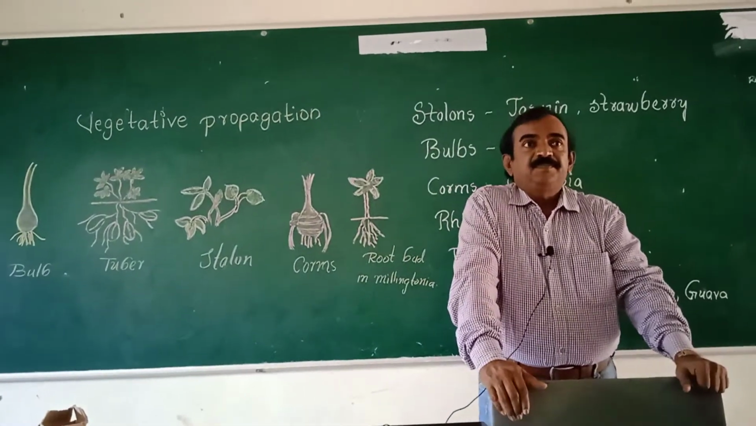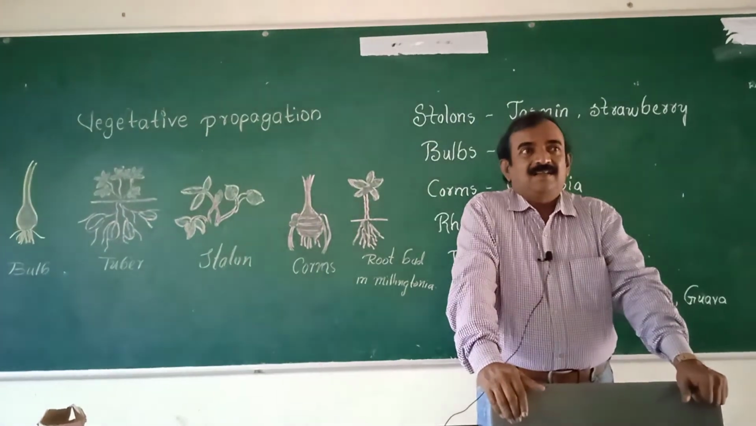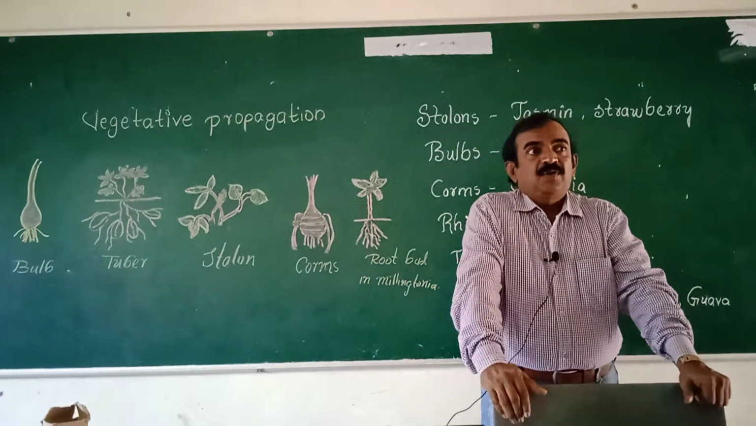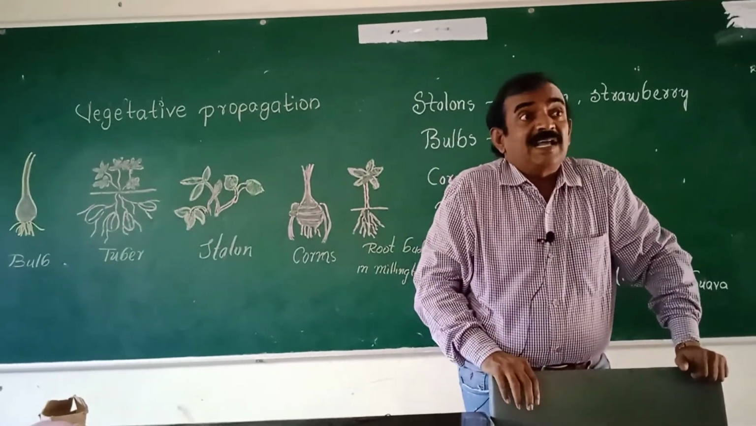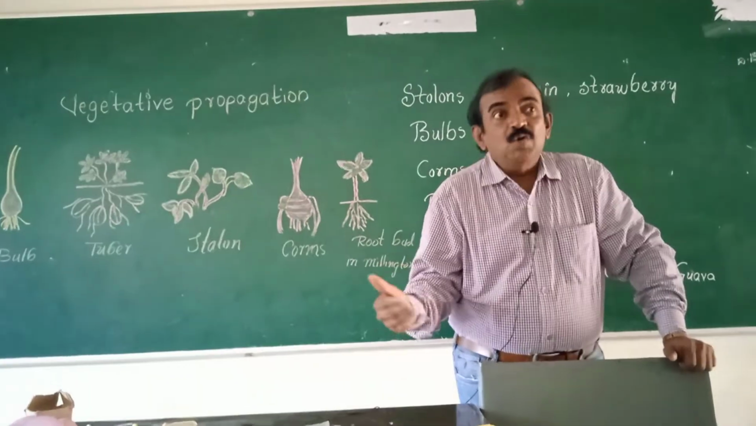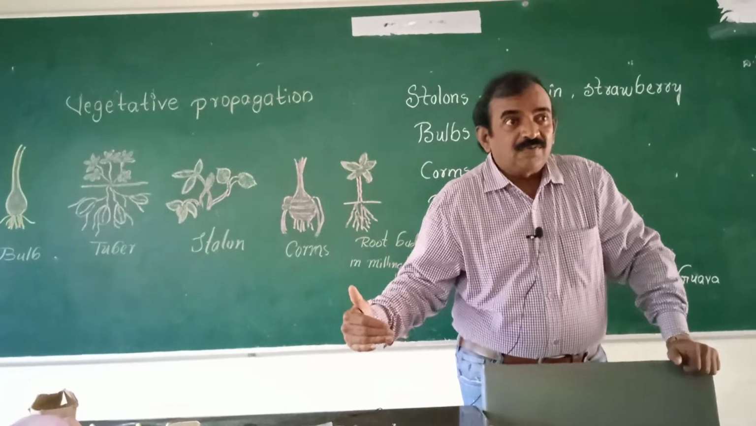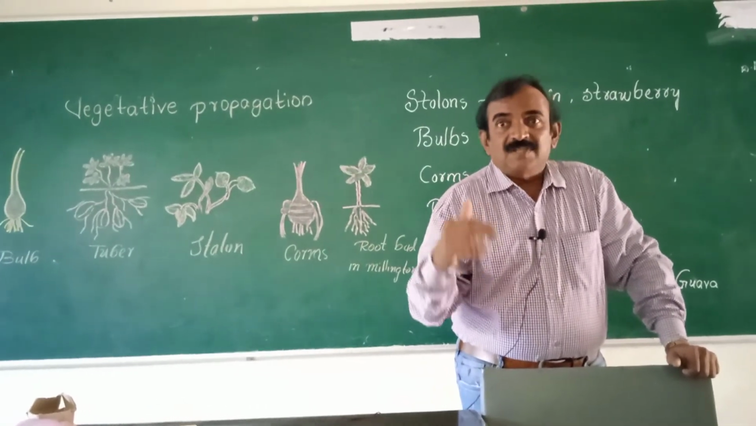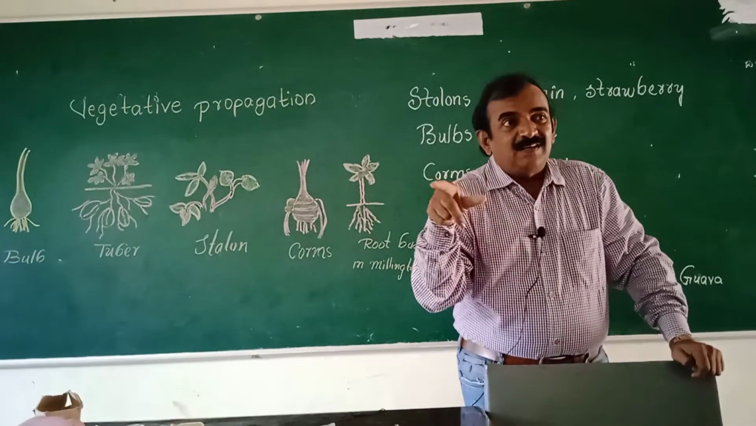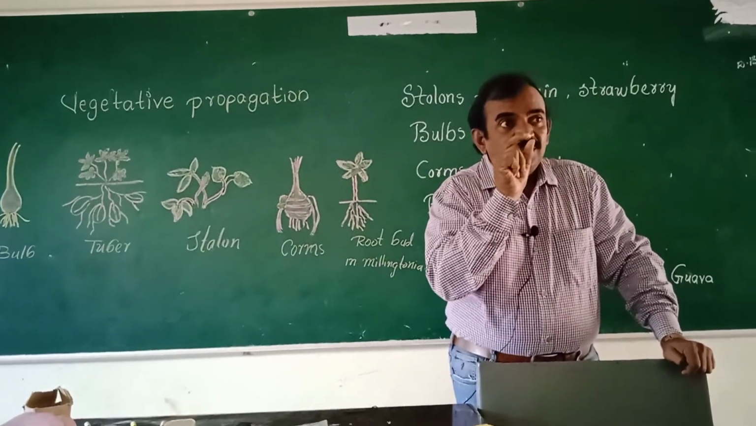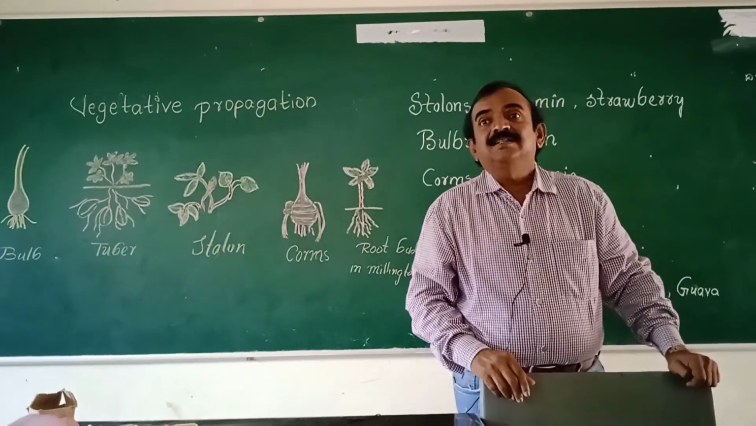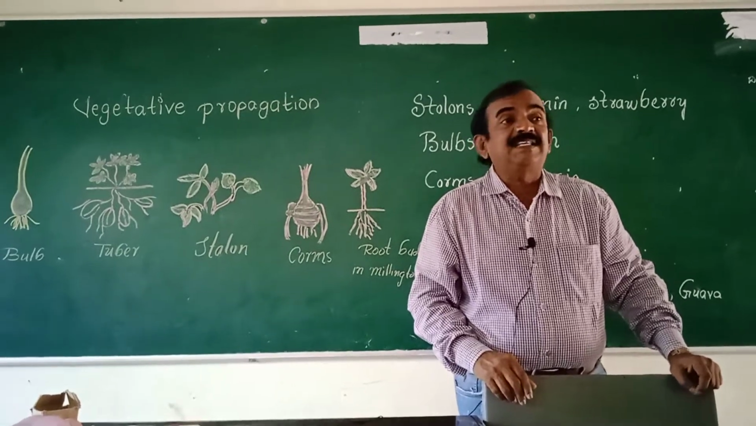Murraya is a plant. In Telugu it is called Karivepaku. Murraya plants are Karivepaku plants. They produce new plants from the roots, not from the seeds. Suppose you want to grow a Murraya plant, what do you need, roots or fruits? Roots. So from the roots they produce a new plant. That is called Murraya. In Telugu it is called Karivepaku.